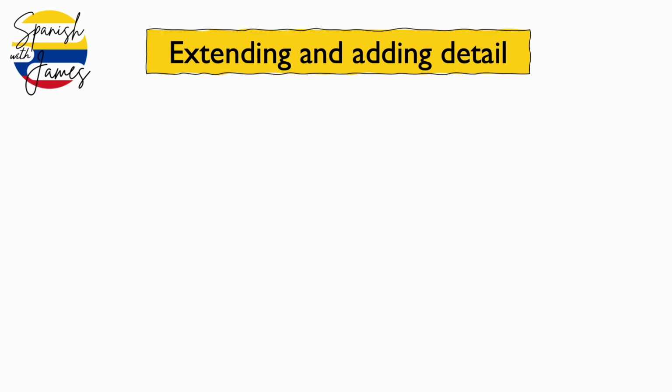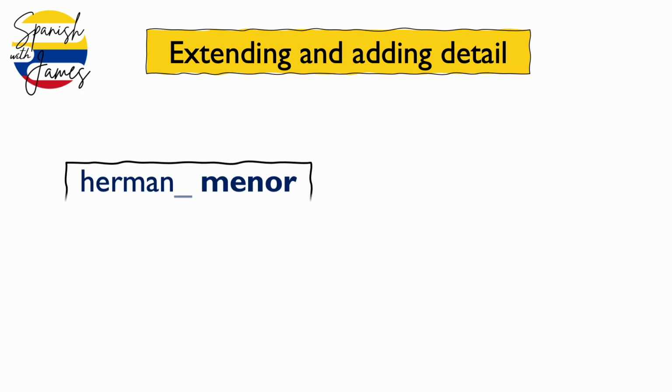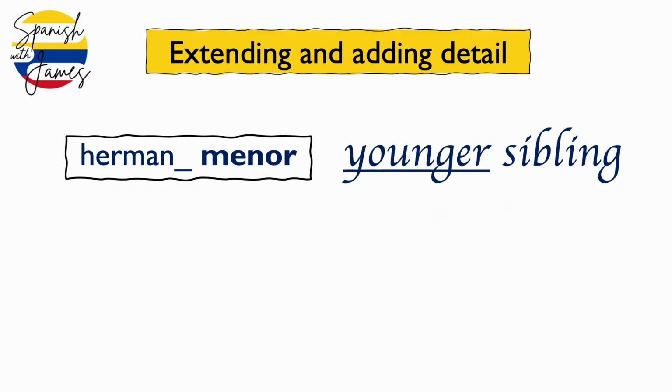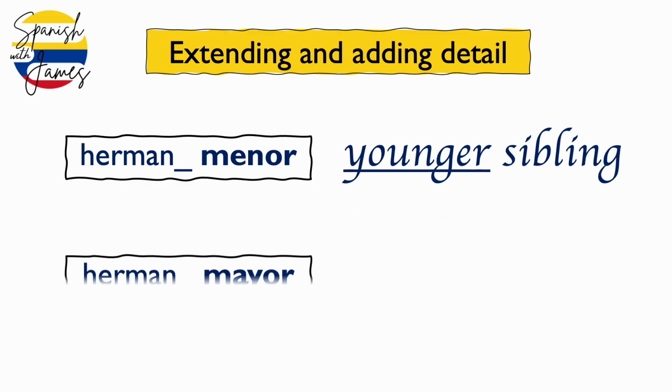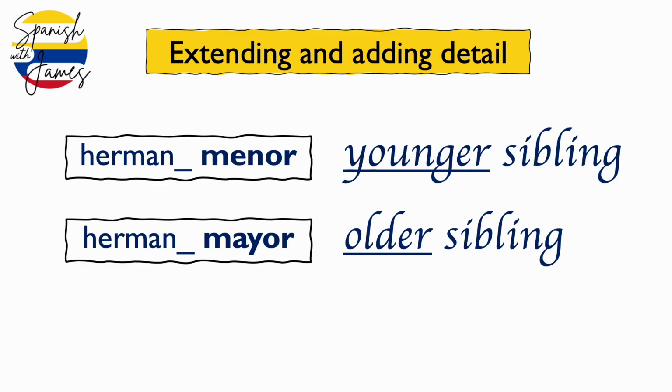Now the final thing I'm going to teach you to allow you to give even more detail in your speaking and writing is how to say younger and older. So you can talk about having an older brother or a younger sister. If we're talking about a younger sibling, we'd use the adjective menor. And if we're talking about an older sibling, we'd use the adjective mayor. Now because menor and mayor are adjectives, they go after the noun in Spanish, whereas in English we put the adjectives before the nouns. So younger sibling, in Spanish literally we'd say sibling younger.